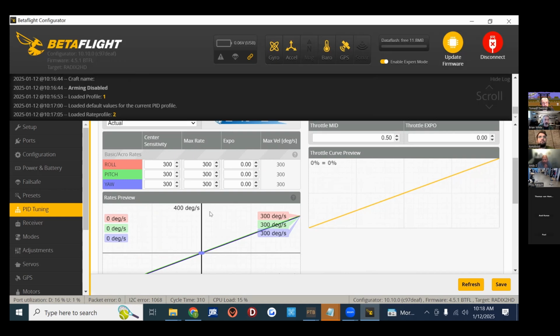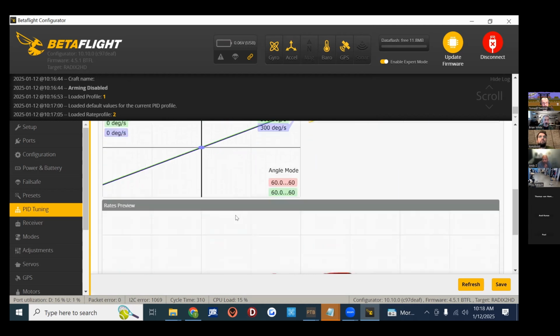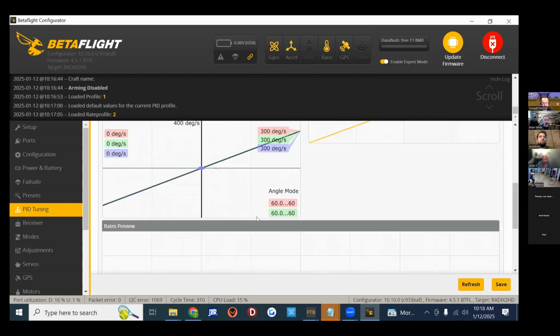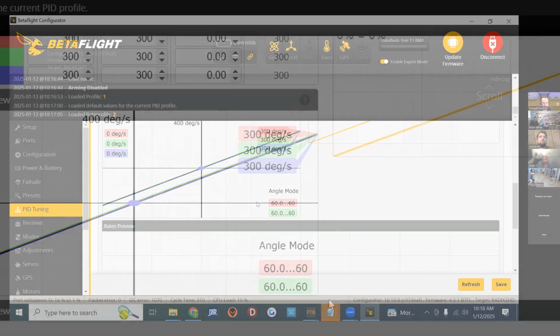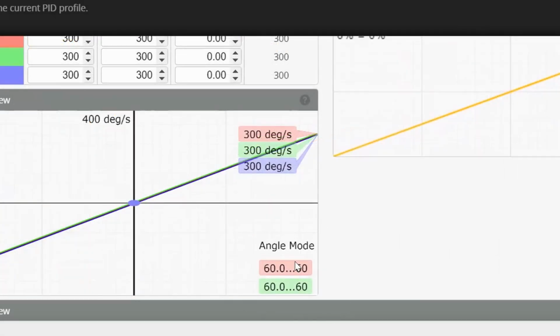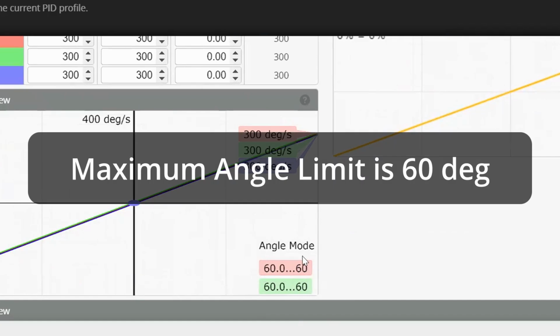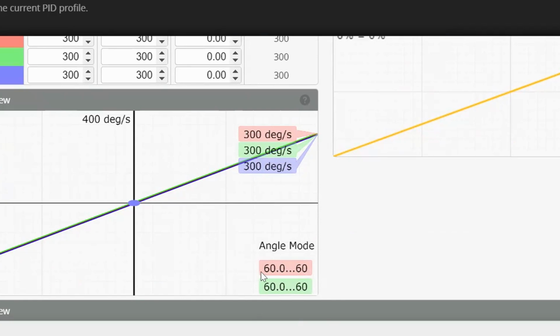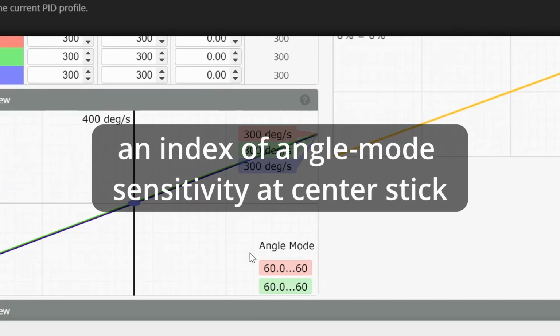And the first little clue about that is if you slide down here, you'll notice that there's this little additional thing down in the corner. And I've mentioned this many times before. What do these numbers represent? So basically what you're looking at here, this number to the right is the actual maximum angle limit of angle mode. And the number to the left, I think Betaflight devs will probably describe it a bit better than I can, but basically it's a kind of index of the sensitivity of angle mode.